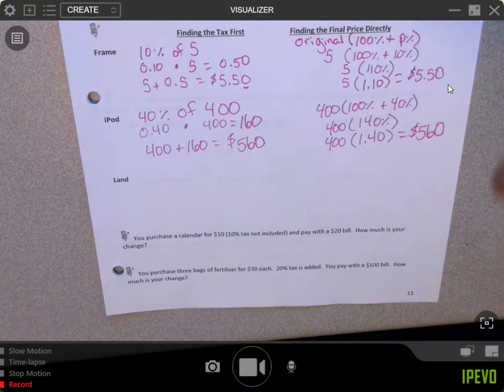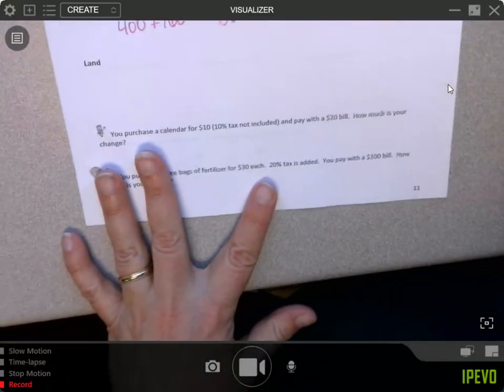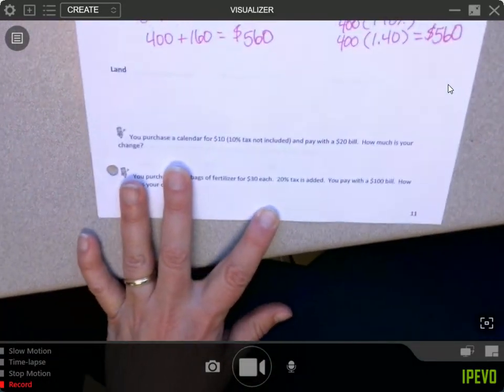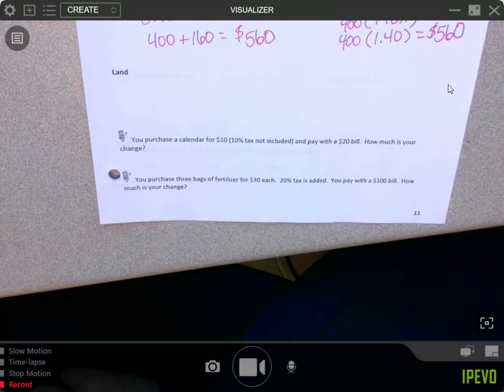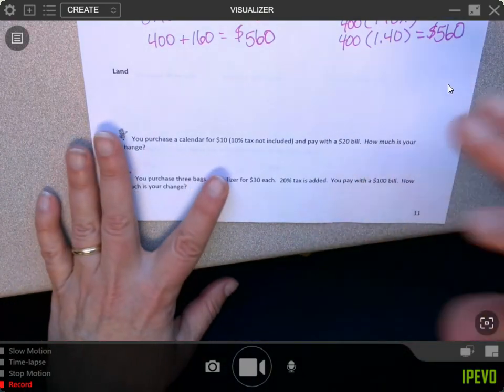So let's look at the land. So Charlie, you can get up and go get it. We don't need to make her do all the walking. She's helping you out.